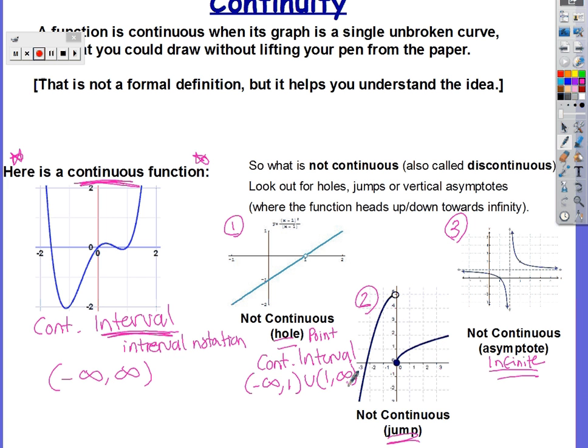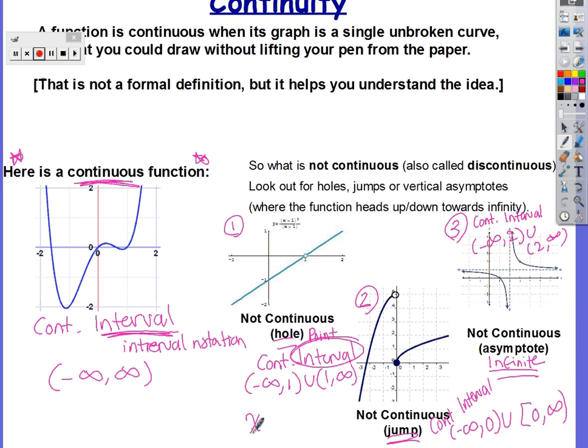This would be negative infinity to 1, non-inclusive, and then in union with 1 to infinity. For number 2, the continuous interval would be negative infinity to 0, in union with 0 to infinity. And 3, the continuous interval would be from negative infinity to 2 in union with 2 to infinity. So when you have that property in your packet, that's what they're asking for. Where is the function continuous? On what interval? When we talk about the interval, we're talking about the x values. So that's continuity.